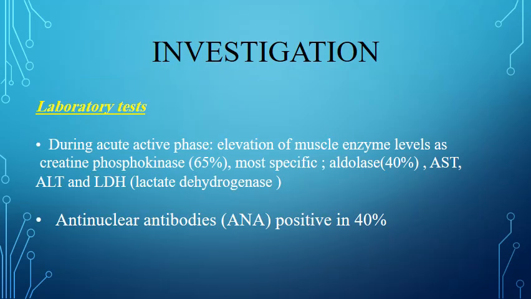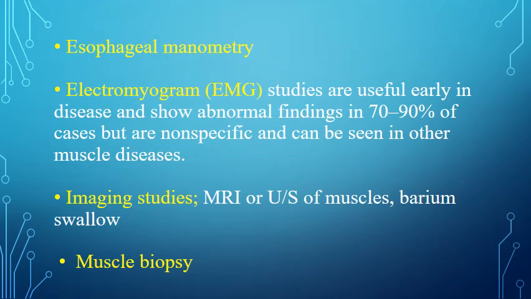نيجي بقى على الانفستيجيشن بتاعت الجوفينايل ديرماتومايسايتس. هنلاقي في اللابوراتوري تيست during acute active phase في elevation of the muscle enzyme levels as creatine phosphokinase in 65%, most specific aldolase in 40%, and AST, ALT, and lactate dehydrogenase. Also, there is anti-nuclear antibody positive in 40% of the patients.